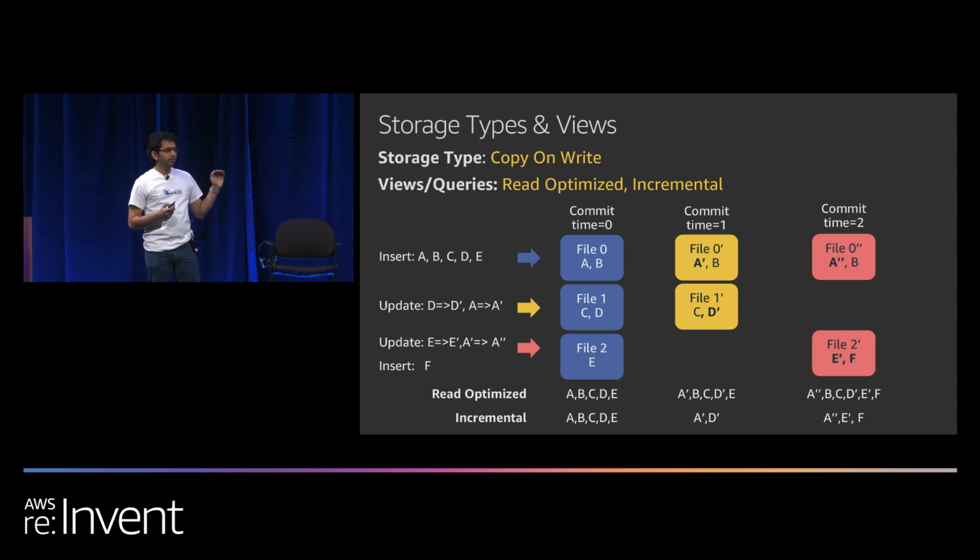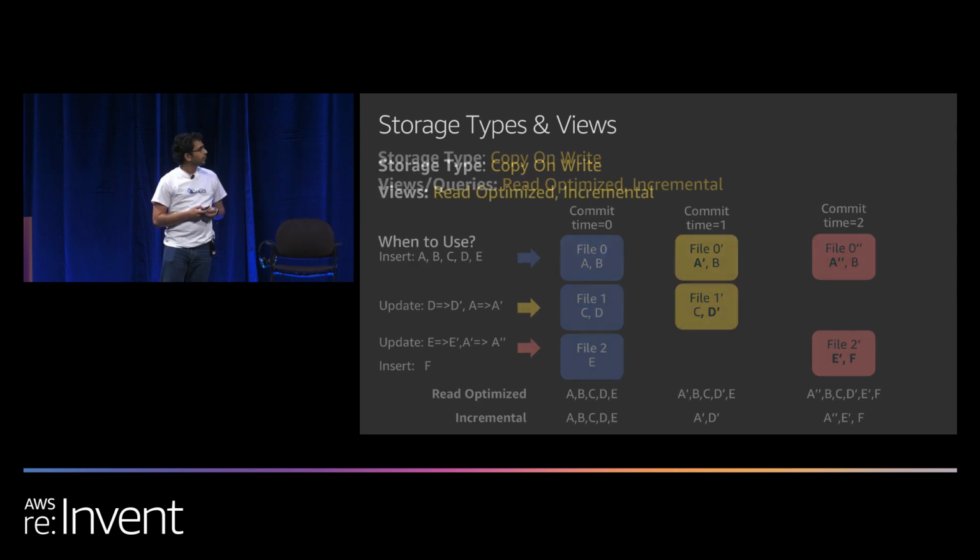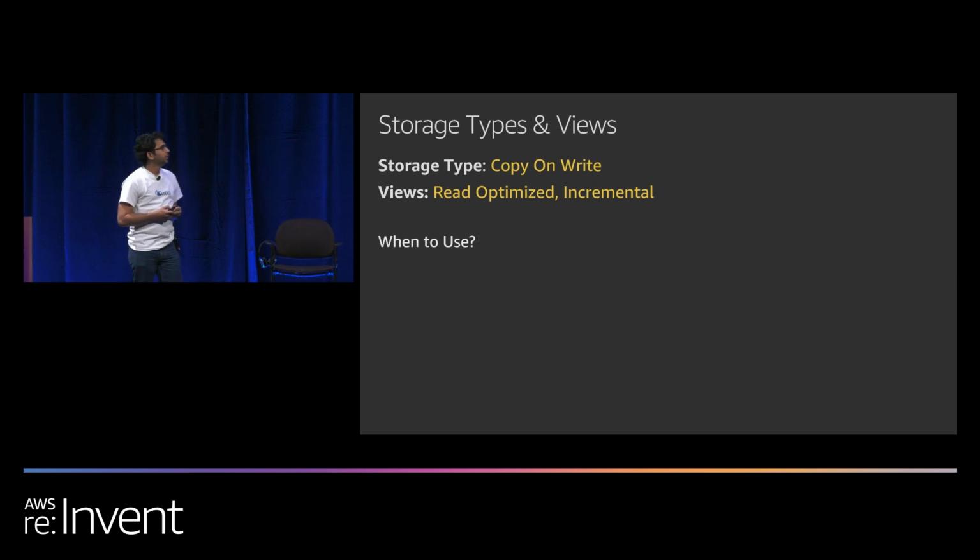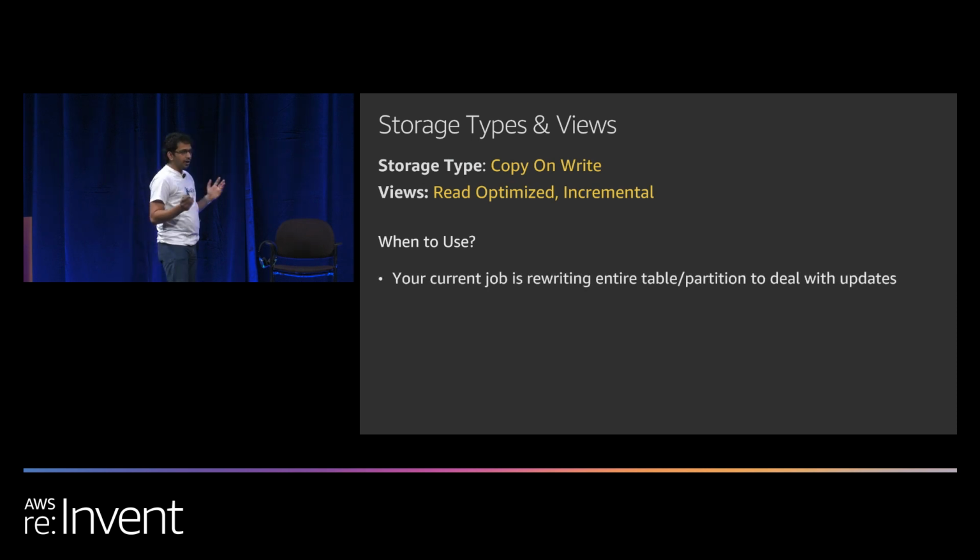Once again, the incremental view will only give you the changes from commit time 1 if that's what you ask, right? So whatever you wrote, you'll always get out of the incremental view. So when do you use this? If your current job is rewriting entire tables or entire partitions to deal with updates, you can just use copy on write. And since it selectively only rewrites at the file level, you'll probably see an order of magnitude improvement already.